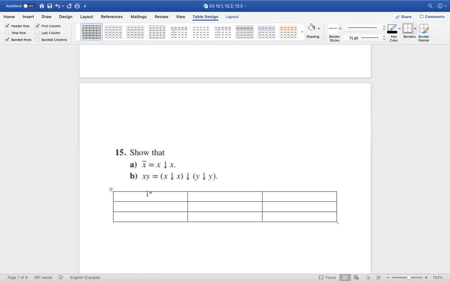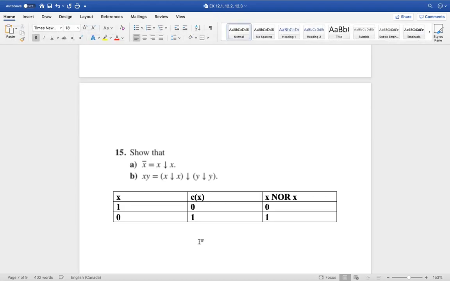We have x, then the complement of x, and then x NOR x. We can write NOR or just use the downward arrow operator. So x is 1, 0. The complement will be 0, 1, and then x NOR x. If you know the truth table of the NOR, then 1 NOR 1 is 0, and 0 NOR 0 is 1. So basically the left hand side equals the right hand side.